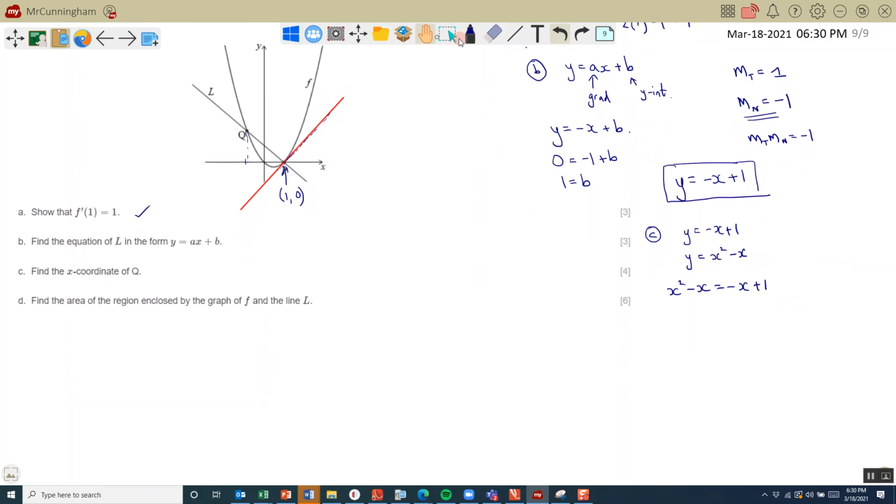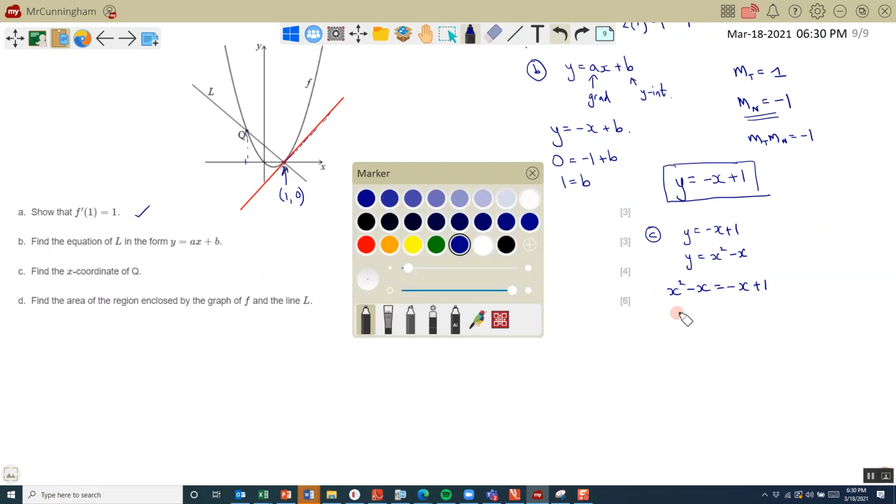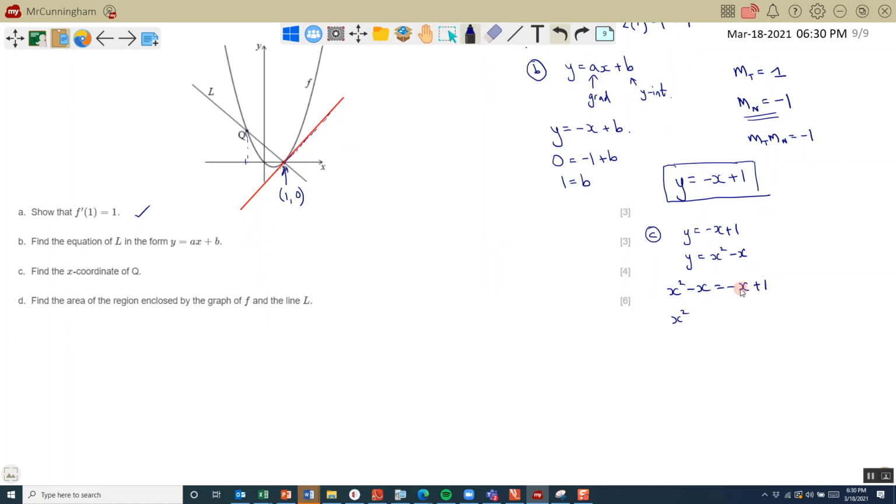So I'm going to add x to both sides. So I get x squared. The x's are going to cancel. And then I'm going to subtract 1 from both sides. So I get x squared minus 1 equals 0.